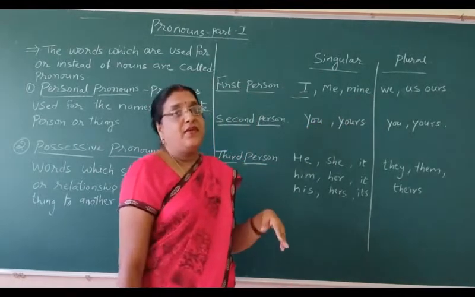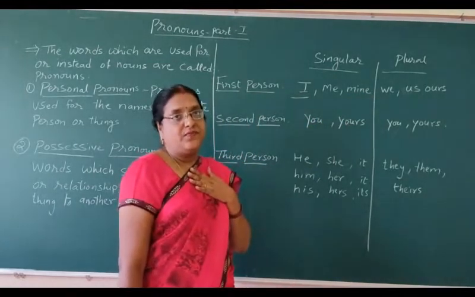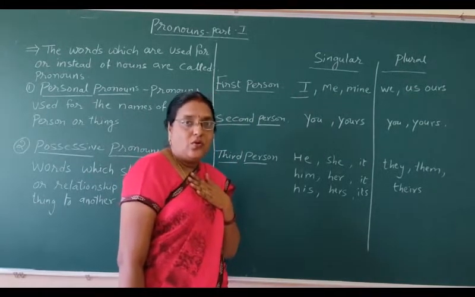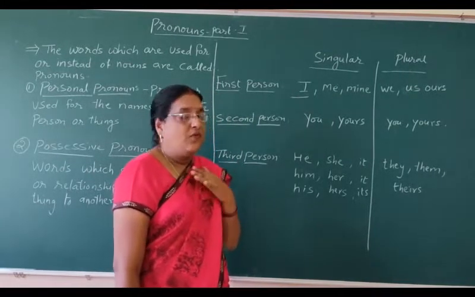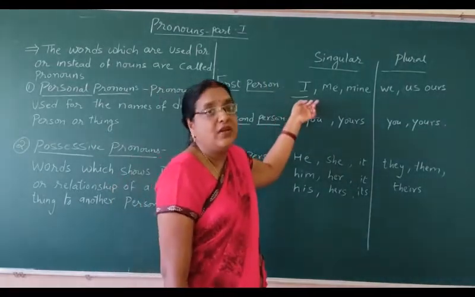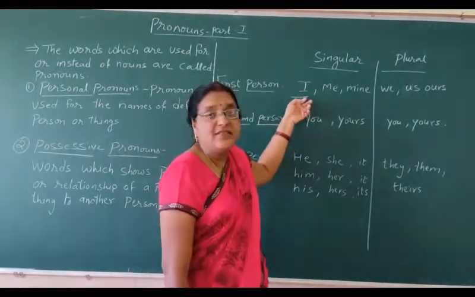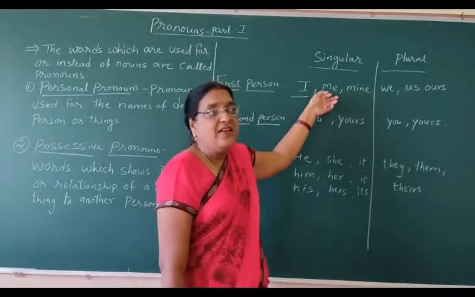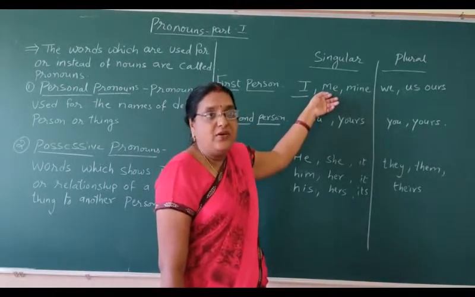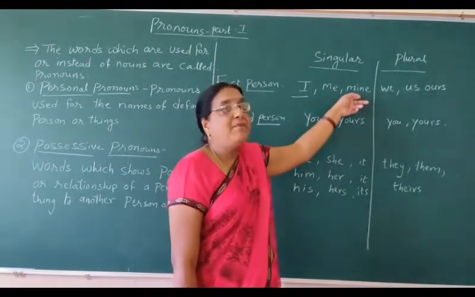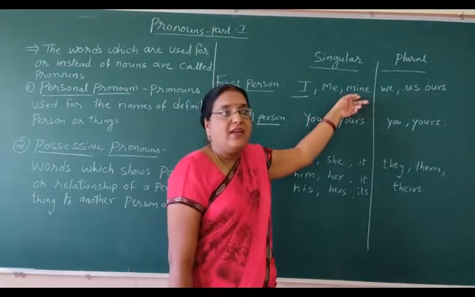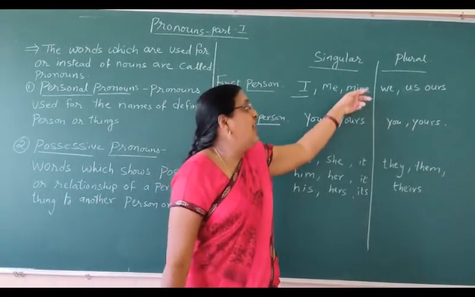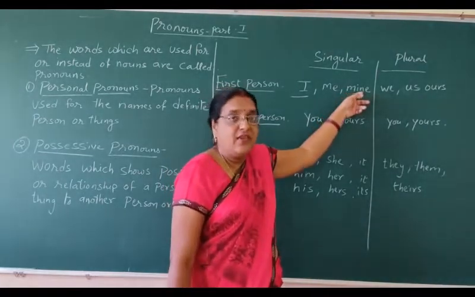What do we say? I am going to market. Can we say me going to market? No. We say, I am going to market. So I is the subjective case. Me is the objective case that comes after the verb. And mine: this pen is mine. That is, this pen is possessed by me. So that is the possessive case.